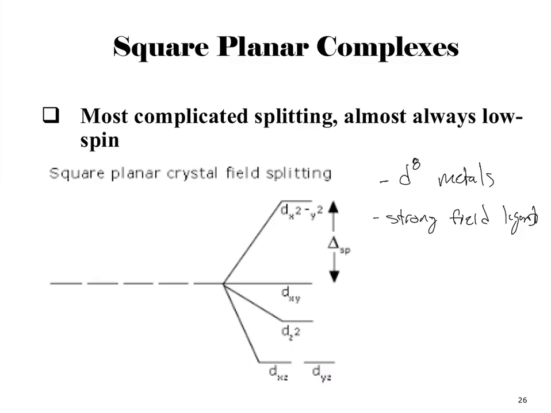So it's usually only going to be D8 metals and strong field ligands that form square planar structures, which is why you see a lot of platinum for square planar. Nickel can be tetrahedral or square planar depending on the ligand, right? So nickel, if it's a weak field ligand, it'll be tetrahedral. If it's strong field, it'll be square planar. So square planar is a little bit more rare, but those are also the interesting metals too.